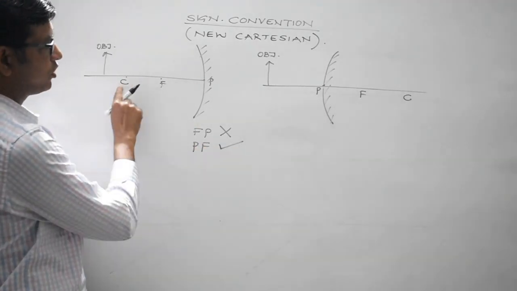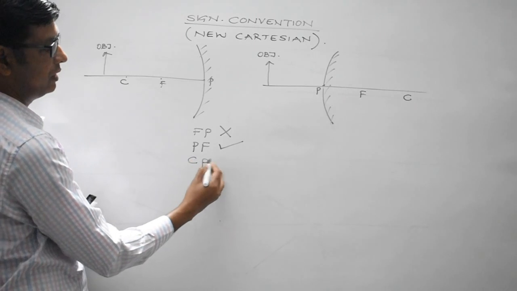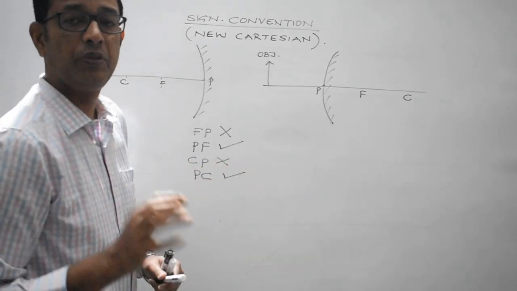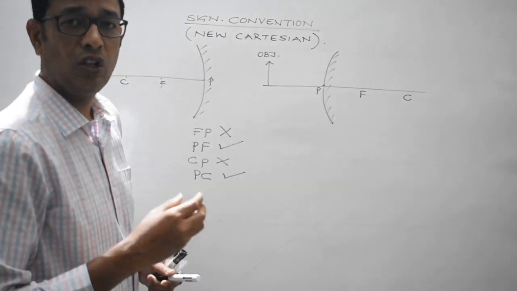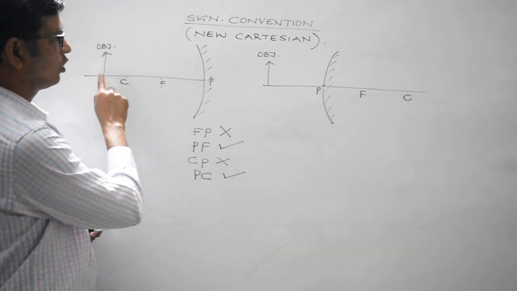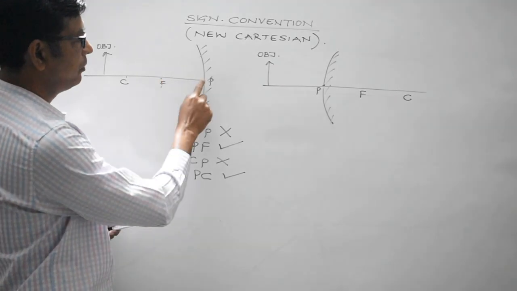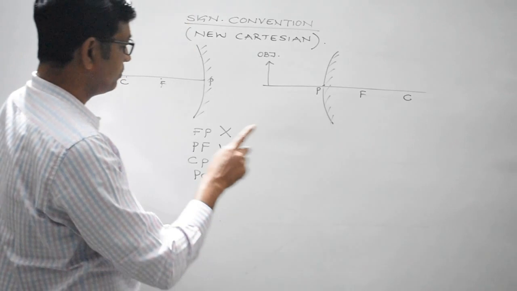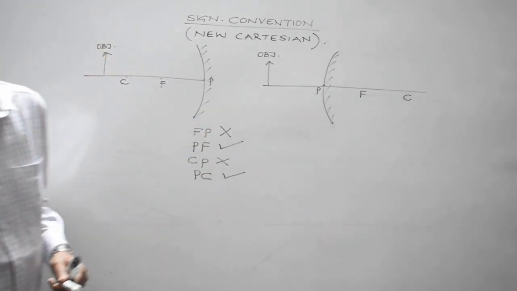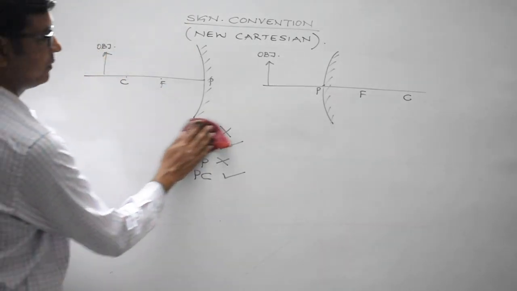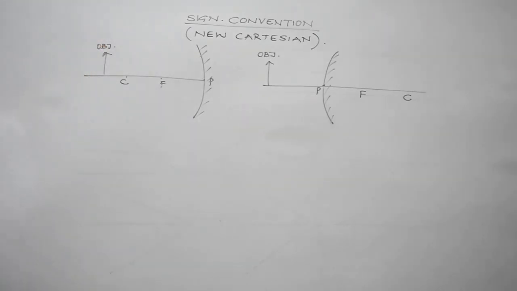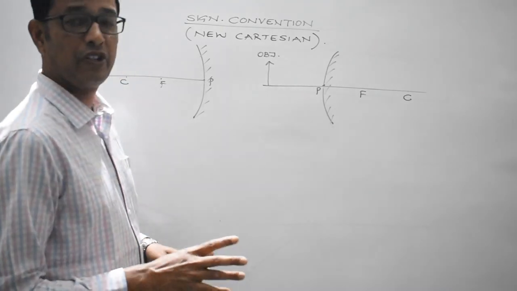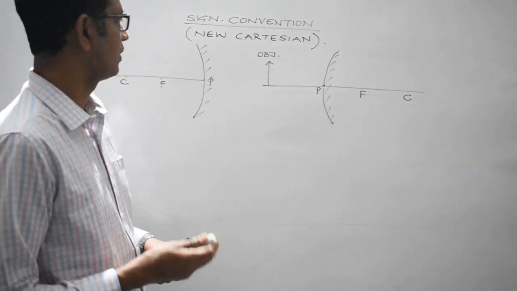If you want to measure radius of curvature, you shouldn't write CP, it should be PC. What I mean to say is that P should be the initial letter. All the distances, whether you are measuring the distance of the object, the principal focus, or the center of curvature, should always be measured from the pole of the mirror. So P should be the initial point. This is the first convention which we'll be using: all the distances are to be measured from the pole of the mirror.